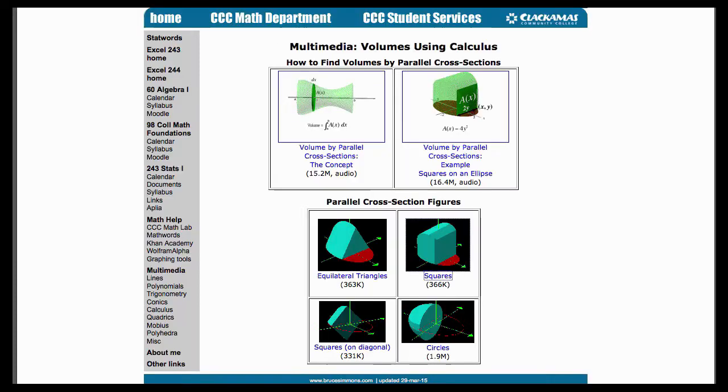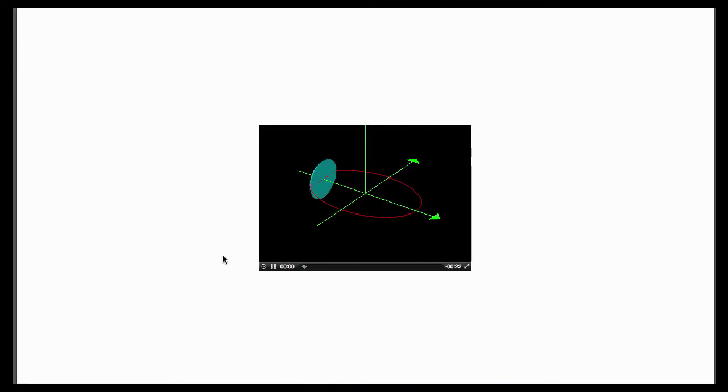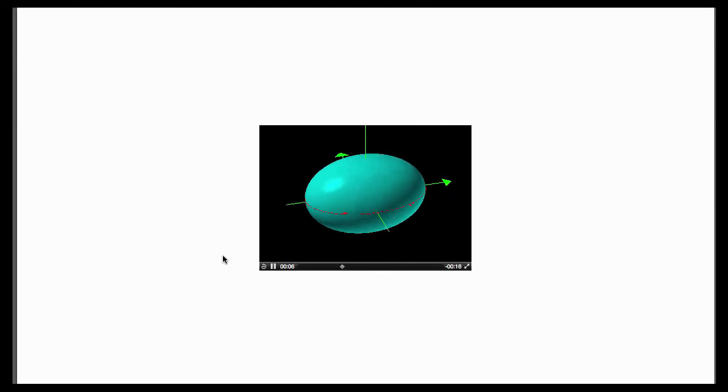So let's try one more. The other one I like to do is the circles one, because that's one you could see. Notice the same base shape. This time though, your cross sections are circles, and this generates a solid that looks like an egg or a football, however you want to think of it.